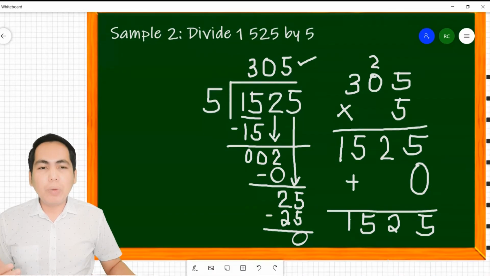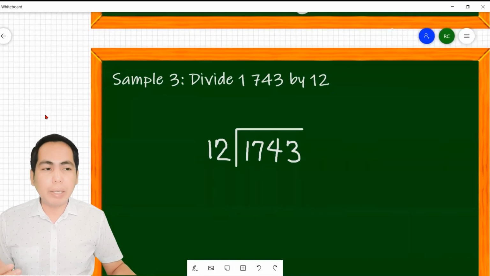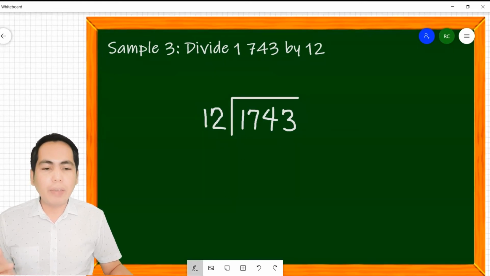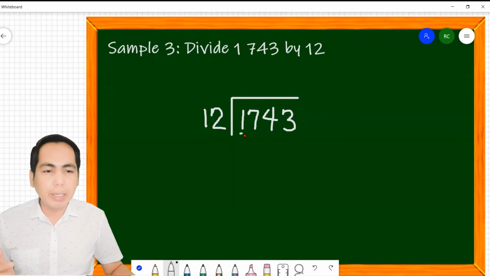And then finally, we will proceed to our sample number 3. So we have here, divide 1,743 by 12. So again, we are going to divide the first digit of our dividend by our divisor. Since our divisor is larger than the first digit of our dividend, we have to use the first two digits, which are 1 and 7, to give us 17. So we have to count how many 12s we can get from 17, and we can only get 1.